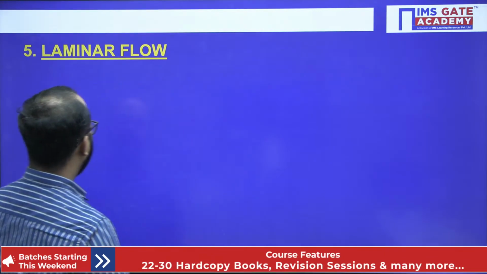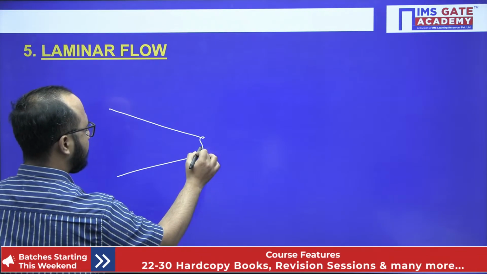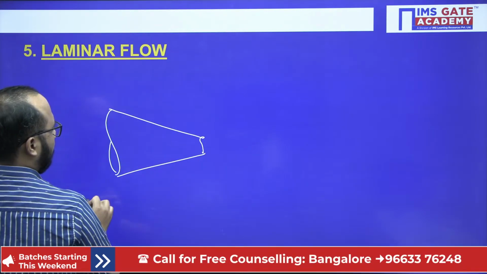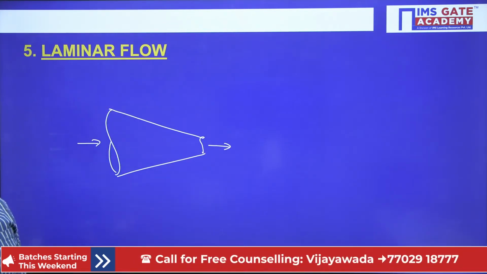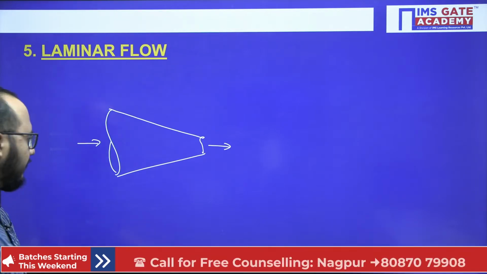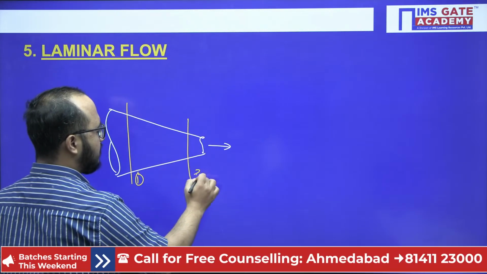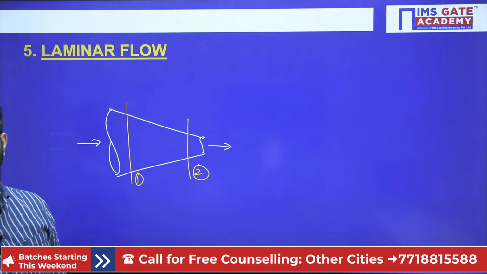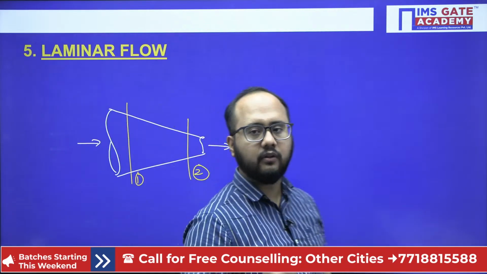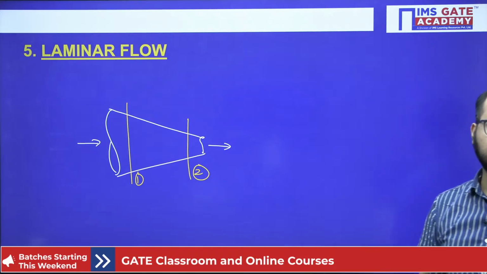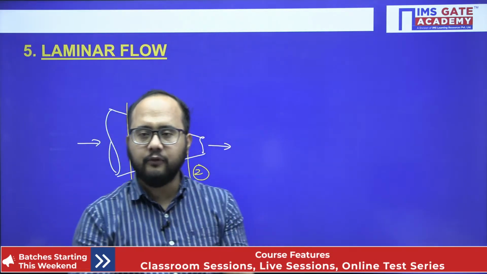Non-uniform flow. Pragya is asking for non-uniform flow. Simply, whatever example I have given you, let's suppose this is the nozzle you are having. As the fluid flows through this nozzle, will the velocity remain constant or will it change? From section 1 to 2, will the velocity value remain the same or vary? What will happen? So obviously it will change, correct?